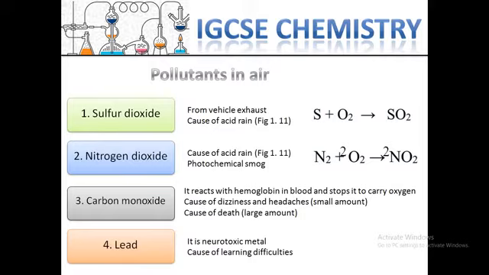But pollutants in air can be divided into the main four groups: sulfur dioxide, nitrogen dioxide, carbon monoxide, and lead. The first, sulfur dioxide, mainly comes from vehicle exhaust, and this pollutant can cause acid rain. You can refer to figure 1.11 to check for more details.